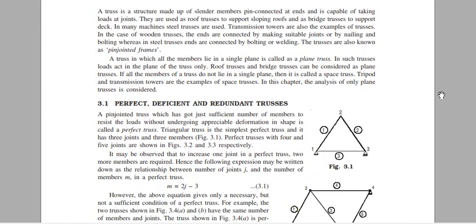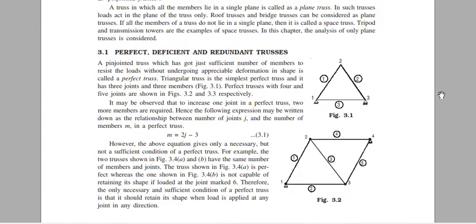3.1 Perfect, deficient, and redundant trusses. A pin-jointed truss which has just sufficient number of members to resist the loads without undergoing appreciable deformation in shape is called a perfect truss. Triangular truss is the simplest perfect truss, and it has 3 joints and 3 members, Fig 3.1. Perfect trusses with 4 and 5 joints are shown in Figs 3.2 and 3.3 respectively.